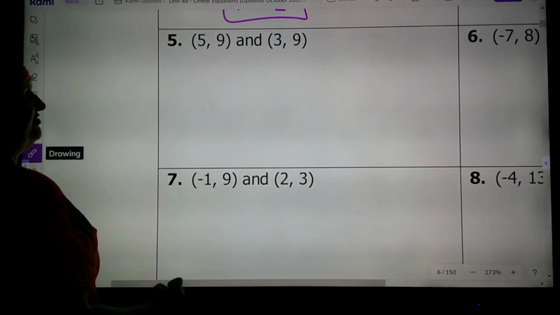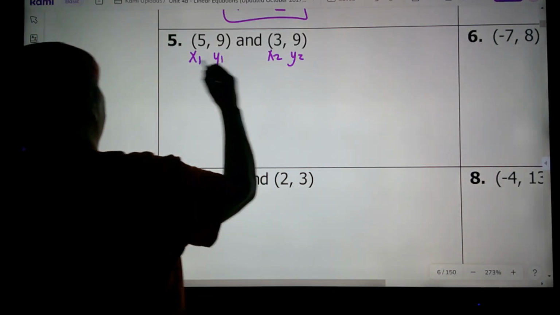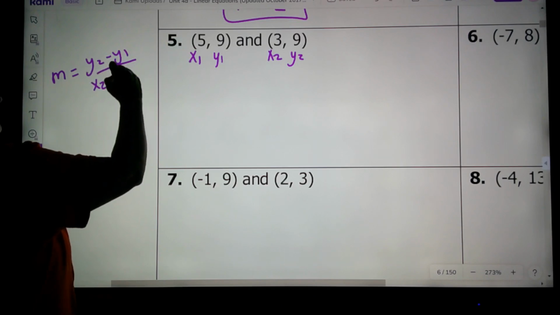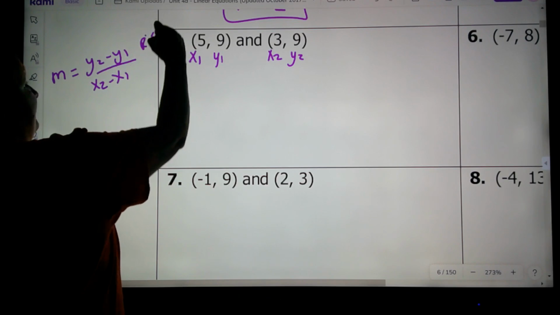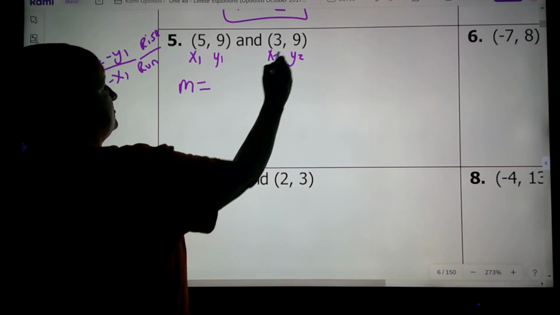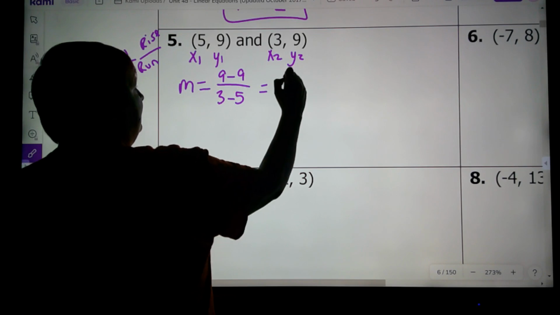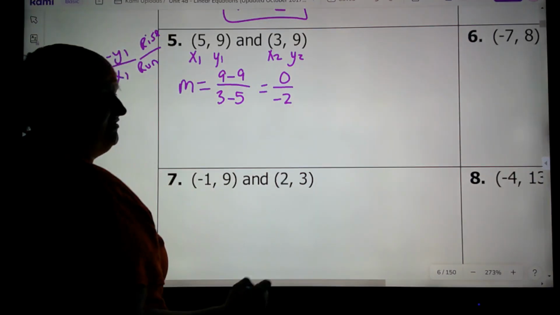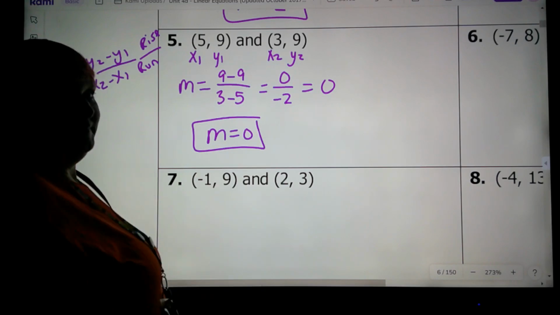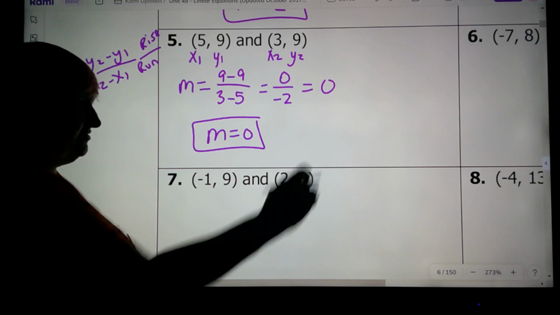Doesn't matter which point you start with as long as you input it into the formula correctly. My first x, my first y. My second x, my second y. My formula: y2 minus y1, rise. x2 minus x1 is your run. This is your rise, and this is your run. All right, so m equals y2 minus y1 over x2 minus x1. That's 0 over -2. 0 in the numerator means your answer is going to be 0. Your slope is 0. It's going to be a straight horizontal line.